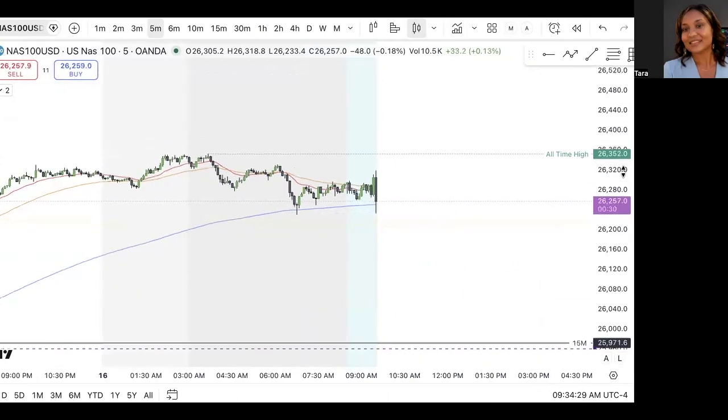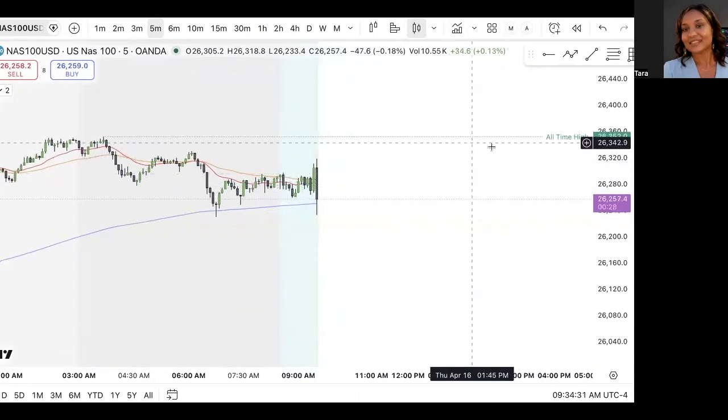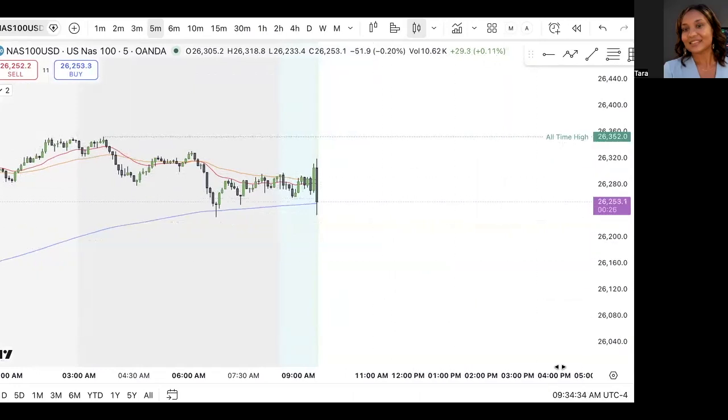So for me, that means I have to wait for the break of a level, a return to that level, and then a confirmation, either a 3-bar reversal or an engulfing candle.